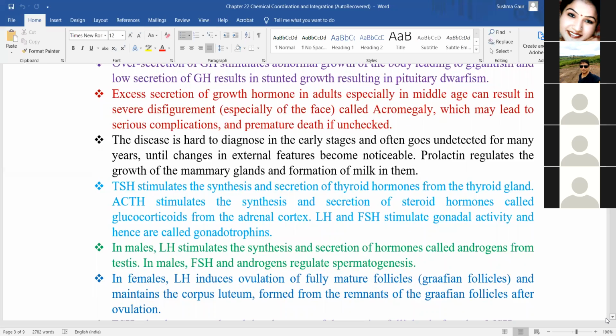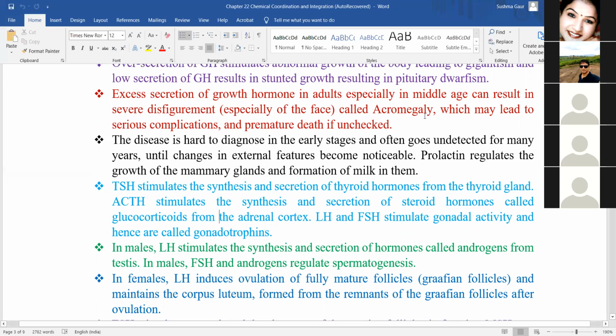Okay. Now, if the growth hormone is secreted in excess amount in adults, especially in middle age, when they are not children and not yet fully adult, but are in middle age, then it will result in severe disfiguration. That is, your face will get distorted and the face will start looking different. This is known as acromegaly.